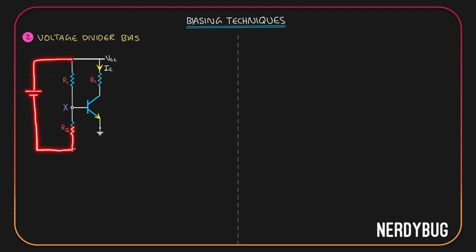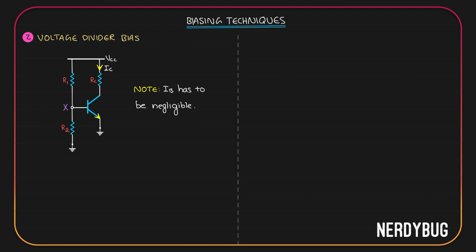We have R2. We have R1. So the current flowing through here is going to be VCC divided by R1 plus R2, because basically R1 and R2 are in series if we ignore whatever is happening here. To ignore whatever is happening here, the current flowing through this has to be negligible. Let us note it down. Base current is so small that it is negligible, so we can ignore whatever is happening at this junction.